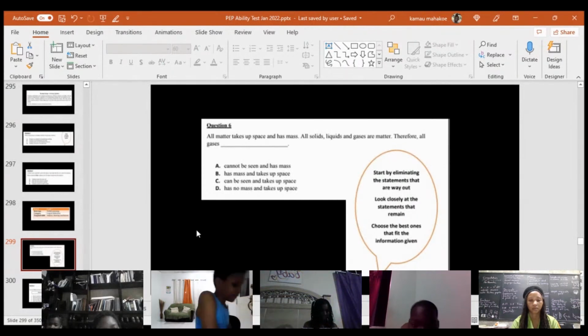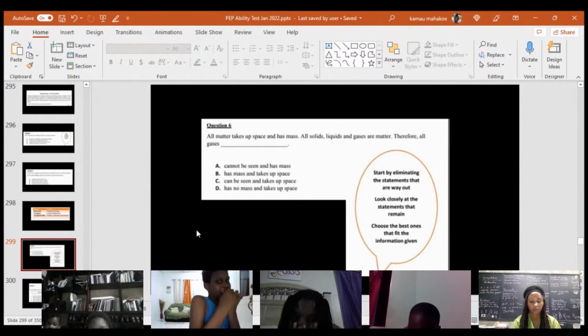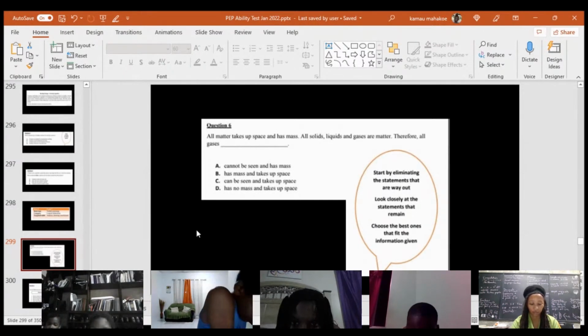A. cannot be seen and has mass. B. has mass and takes up space. C. can be seen and takes up space. D. has no mass and takes up space. Miss, I would say B, has mass and takes up space.